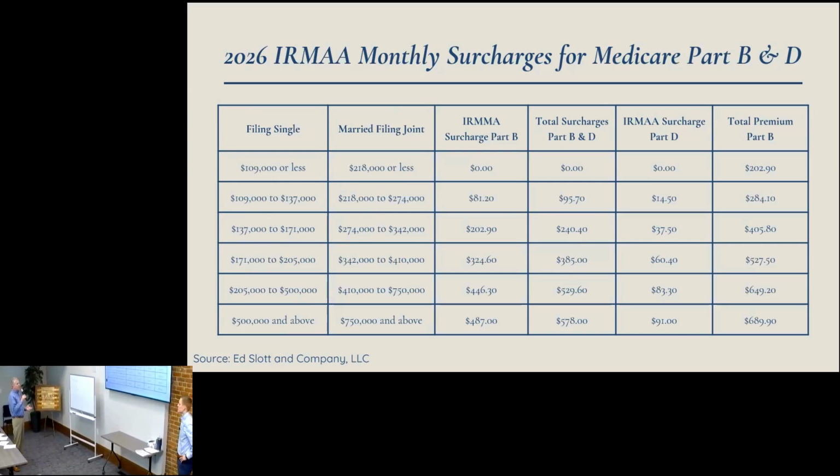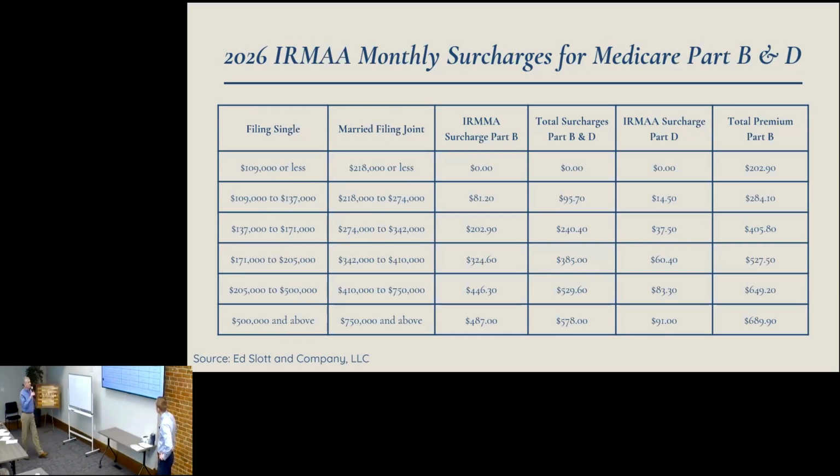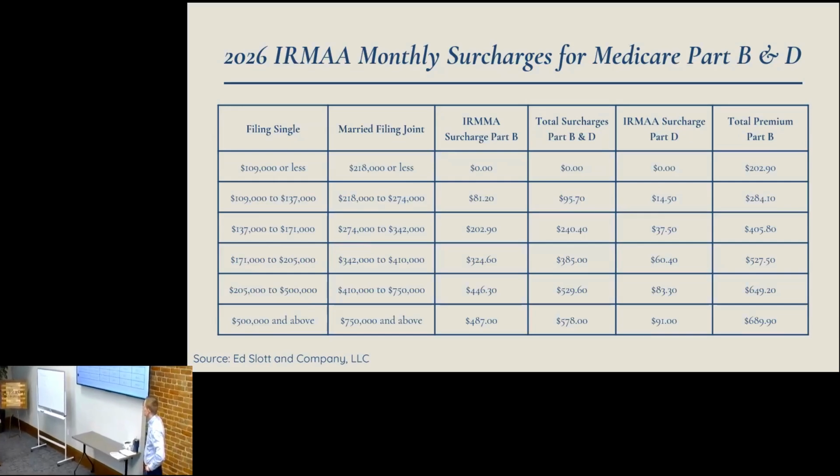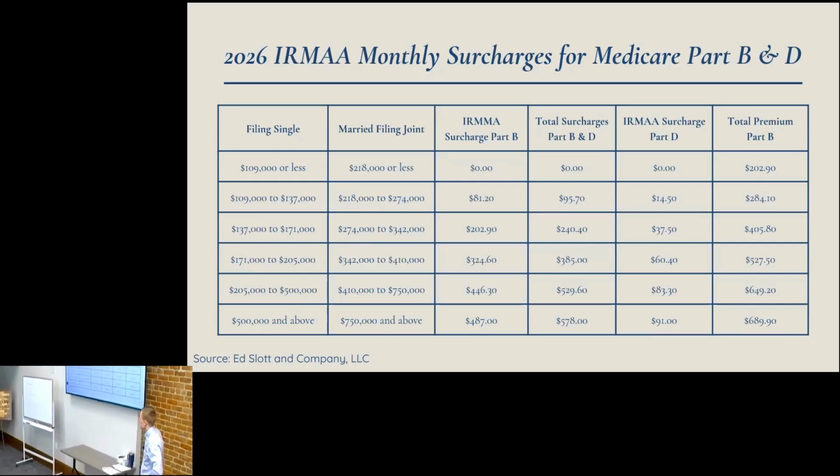So for 2026, the Part B premium is clear over here on the right. The base premium is $202.90 in the upper right-hand corner there. $202.90 for 2026, and that is for a single filer making less than $109,000 or a joint married couple making $218,000. That's what you'll pay for Part B premiums.